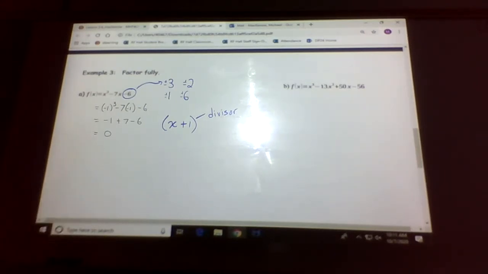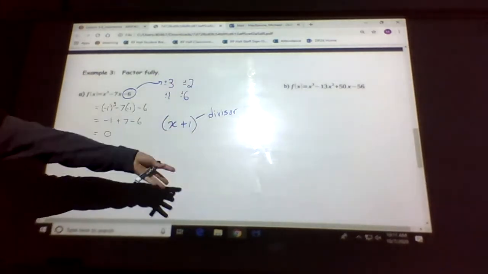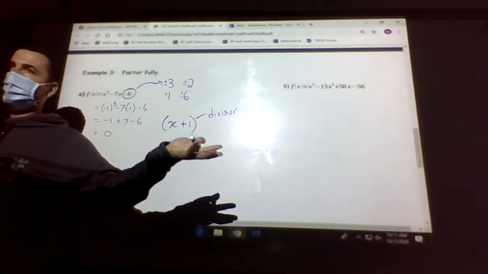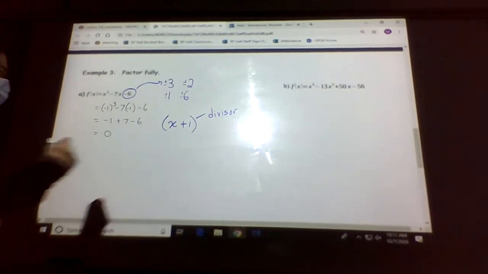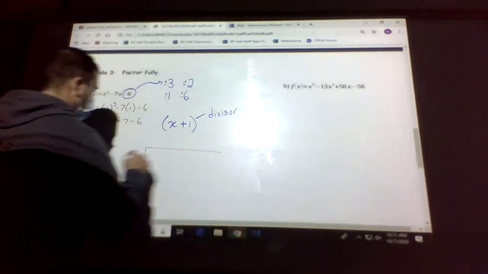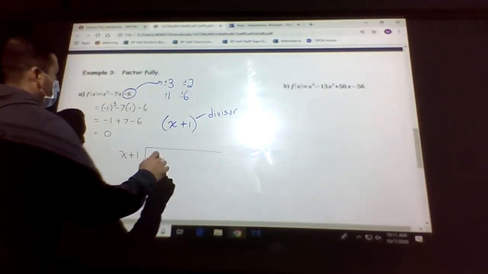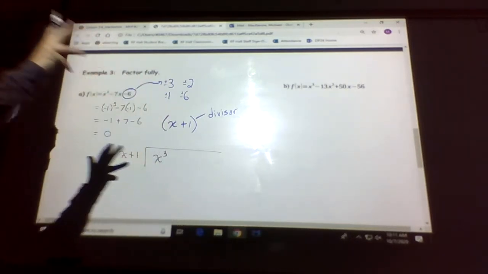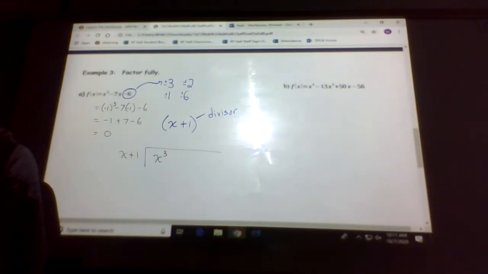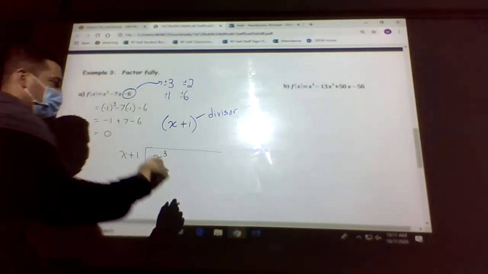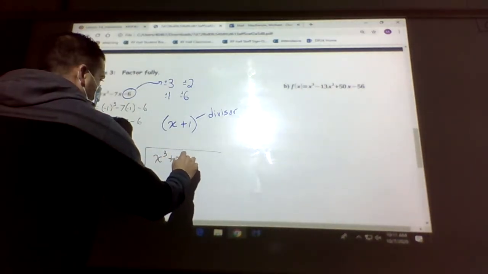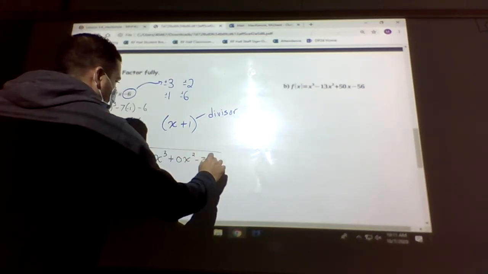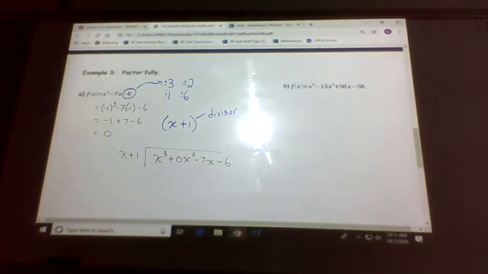The first one I'm going to do long division, and the next one I'll do synthetic. You can do any method you want. So we have to divide. We have x plus 1, and then we have x cubed. Make sure it's in order, decreasing, right? So we have a 0x squared minus 7x minus 6.